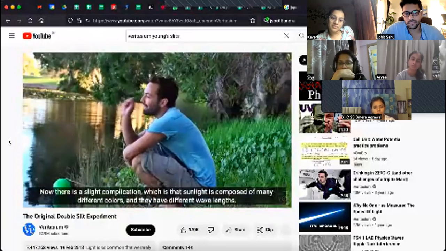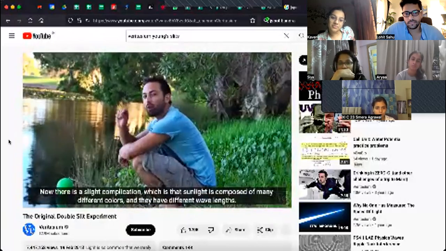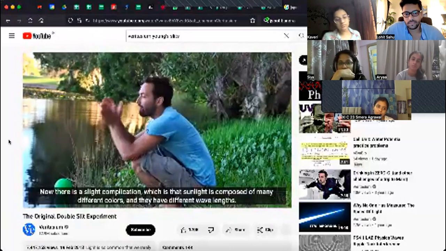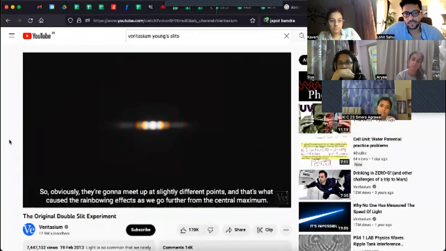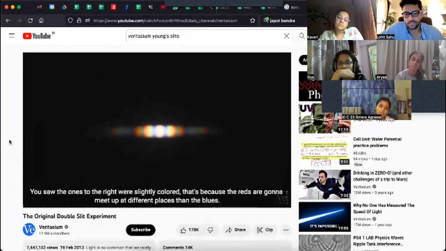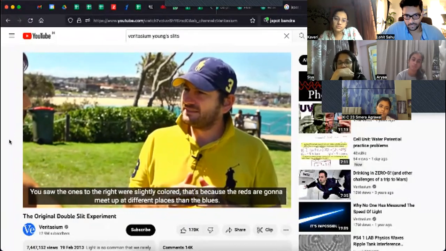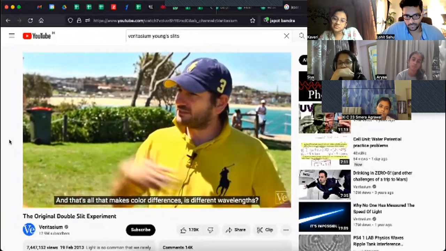Now there's a slight complication, which is that sunlight is composed of many different colors, and they have different wavelengths. So obviously they're gonna meet up at slightly different points. And that's what caused the rainbowing effects as we go further from the central maximum. So you saw the ones to the right were slightly colored. Yeah, that's because the reds are gonna meet up at different places than the blues. And that's all that makes the color differences, is different wavelengths.